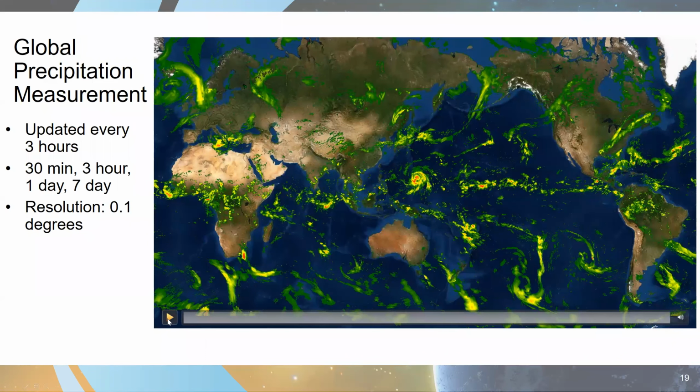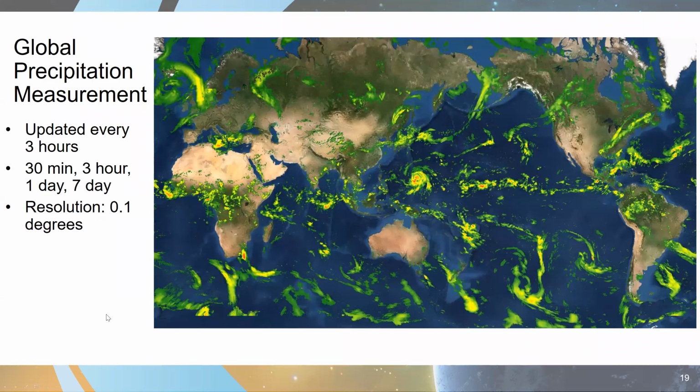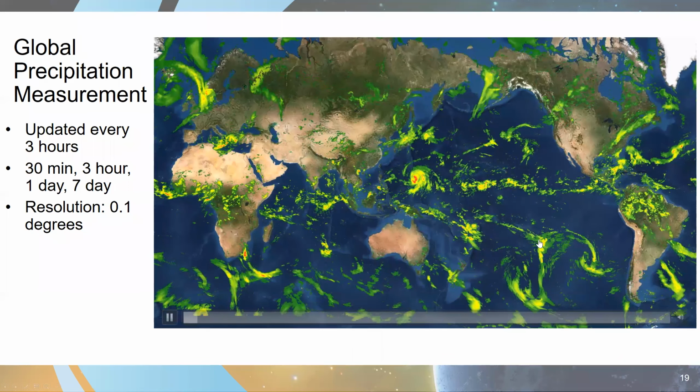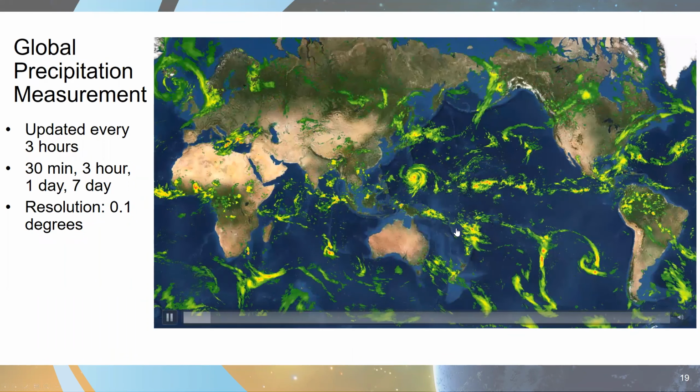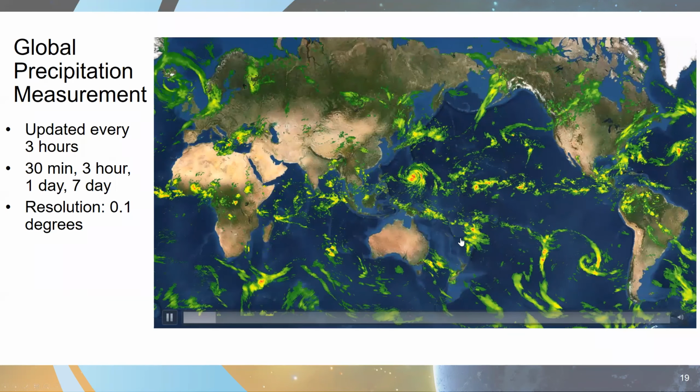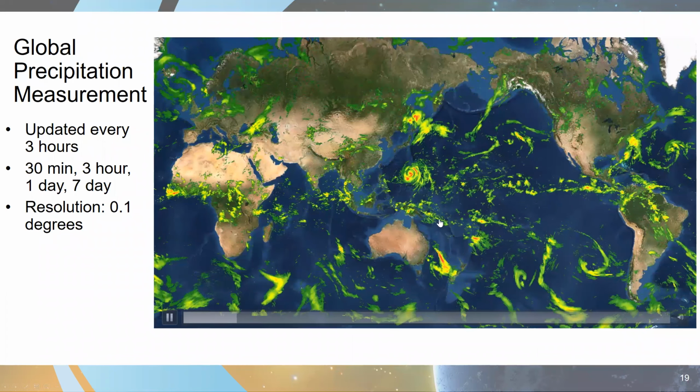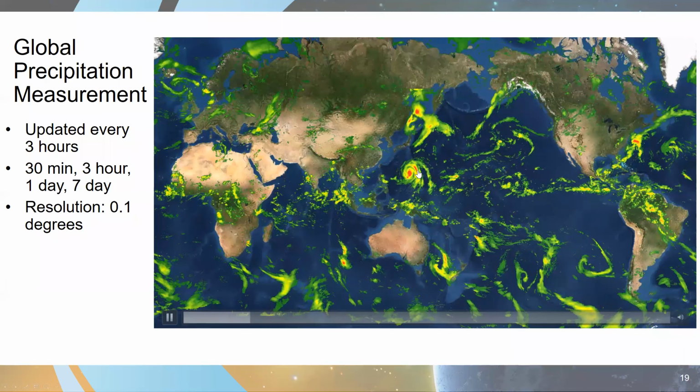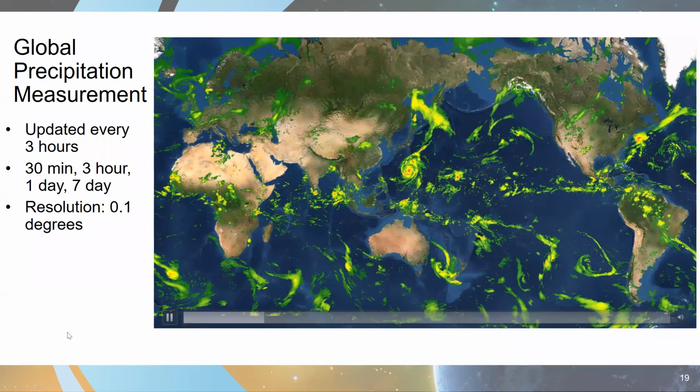Here's the Global Precipitation Measurement Satellite, which can be handy if you want to track storms that are coming out from over the ocean before ground-based radar may have gotten to them. You can see a typhoon out here that was going to hit Japan coming.